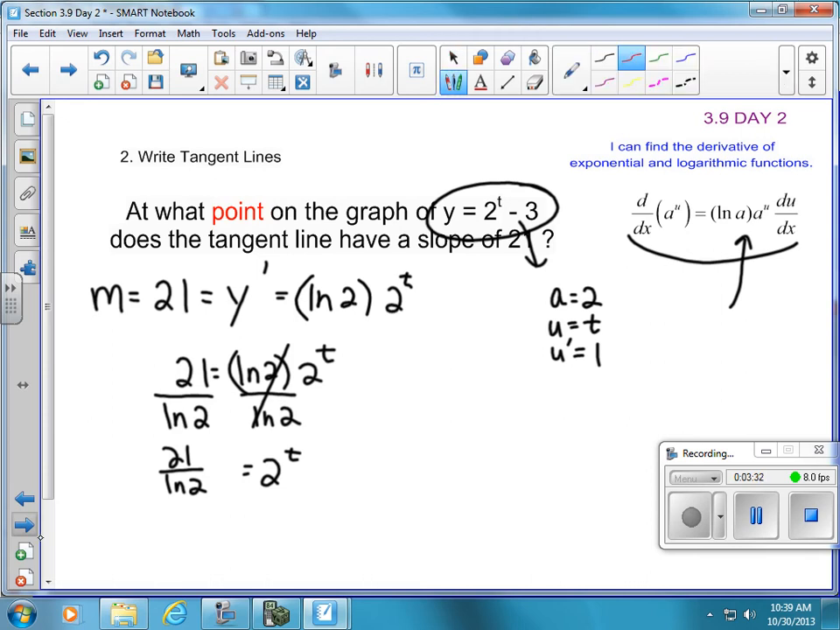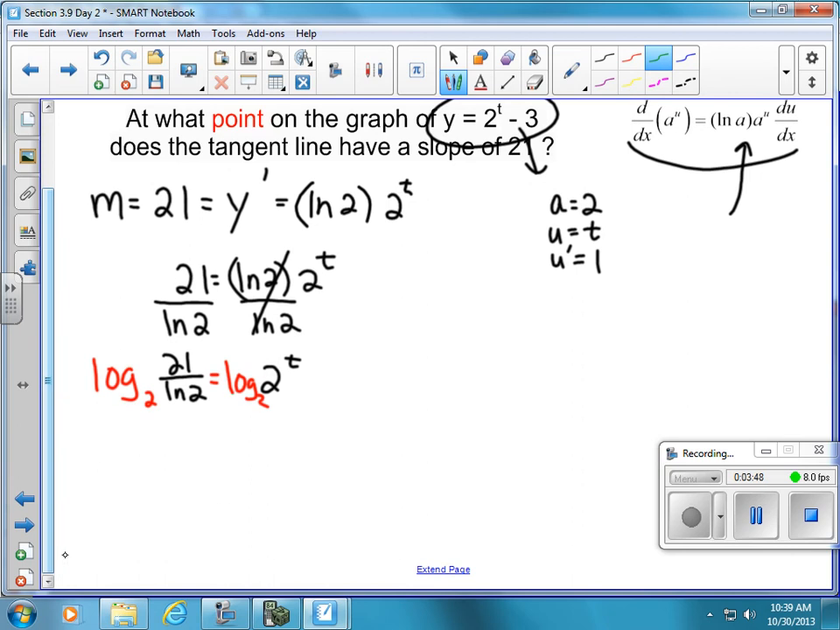All right, now when we solve for t, remember we have to take the log base 2 of both sides. Log base 2 of both sides. And what that does is it makes the log cancel out and we are left with a t. So this is our answer right here.